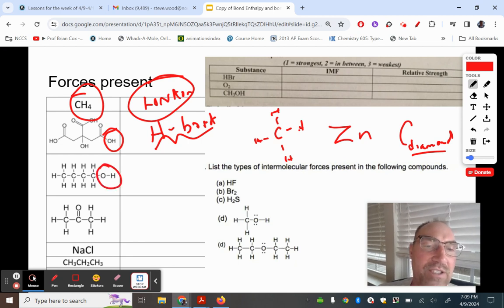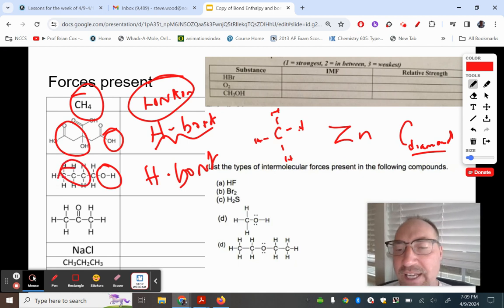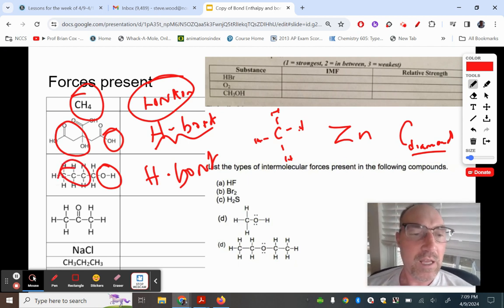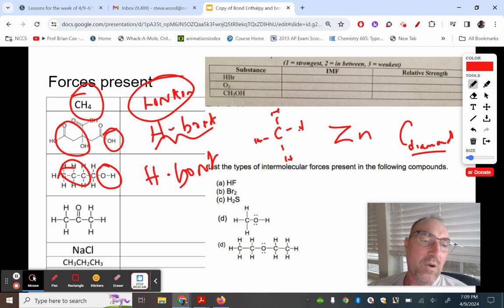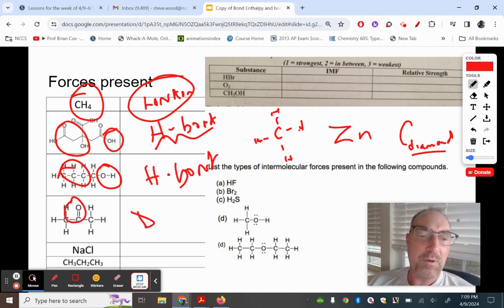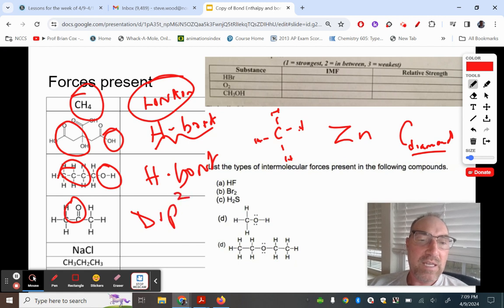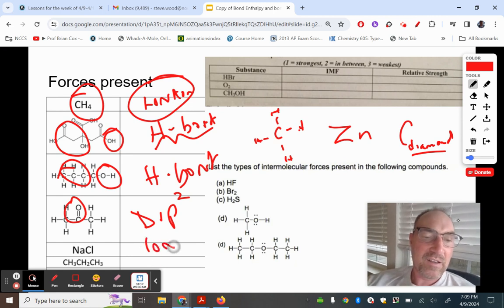Okay, look at this one. See how the O is touching the H? This has got hydrogen bonding. Now, is it true that both of these have London dispersion? Absolutely. Everything has London dispersion or van der Waals forces. But the predominant force is what they're looking for. The thing that gives us characteristic properties is H bonding. Okay, now this has O and this has H, but they're not touching, so this is dipole-dipole. NaCl, it's not all nonmetals. It's a metal, nonmetal. This is ionic.